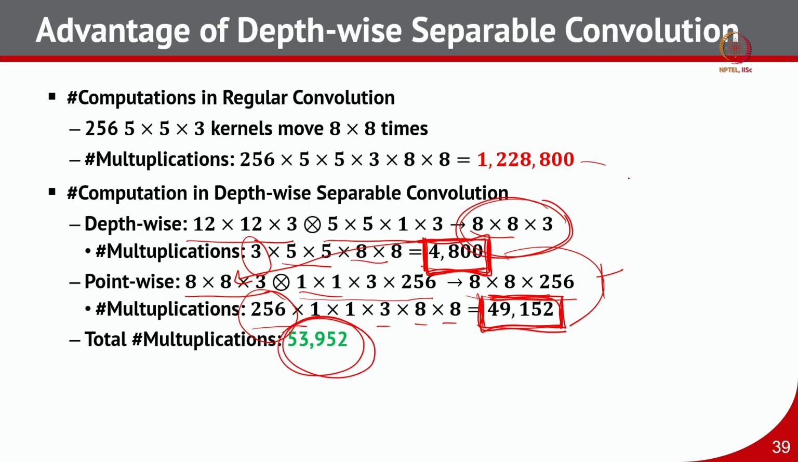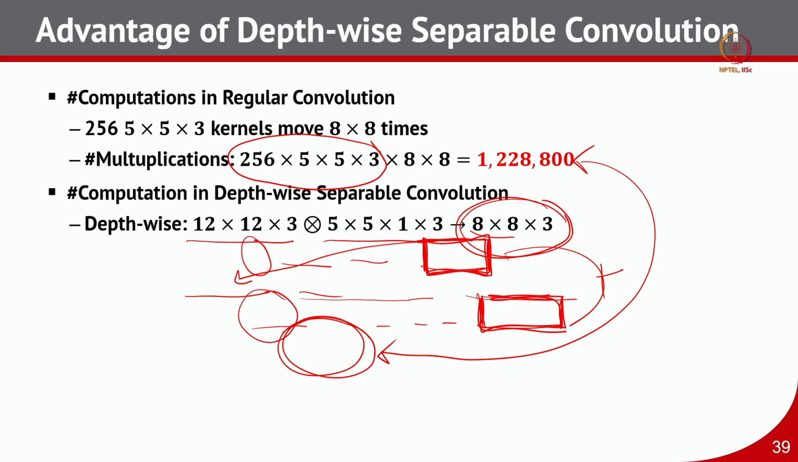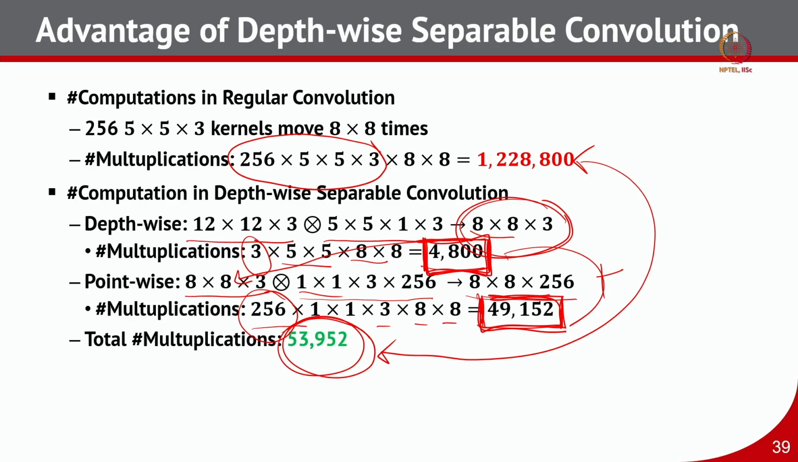Now, compare these two numbers, 1.2 million and then 53,952. In both cases, the input is 12 by 12 by 3, and the output is 8 by 8 by 256, right. In both cases, the input and output size is exactly the same. The only difference is how we are getting the output from the input, correct. In regular convolution, yes, we are convolving for all the 256 filters, and the major difference between depth-wise convolution and regular convolution is that in regular convolution these 256 big filters will get convolved with the original image.